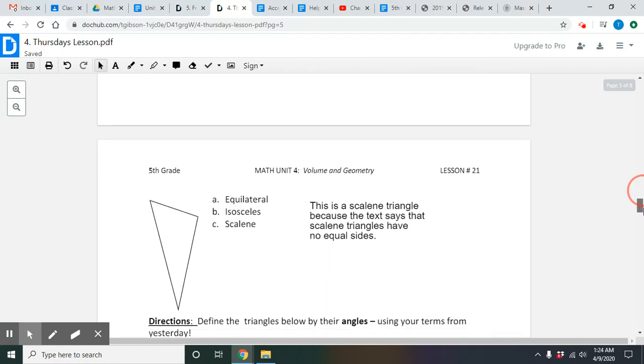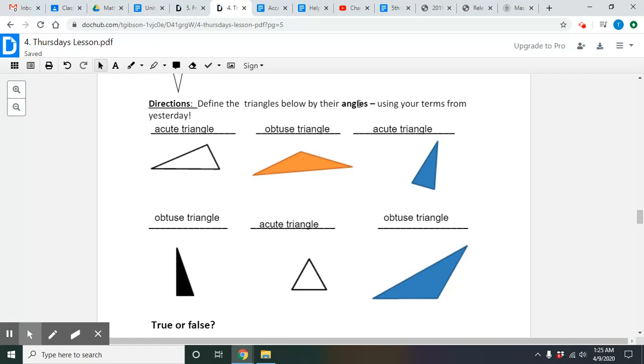Let's go down to the last one. Again, does this have the hash marks? Not at all. So this is why this is a scalene triangle, because the text says that scalene triangles have no equal sides. So no equal sides is a defining attribute for scalene. Define the triangles below by their angles.